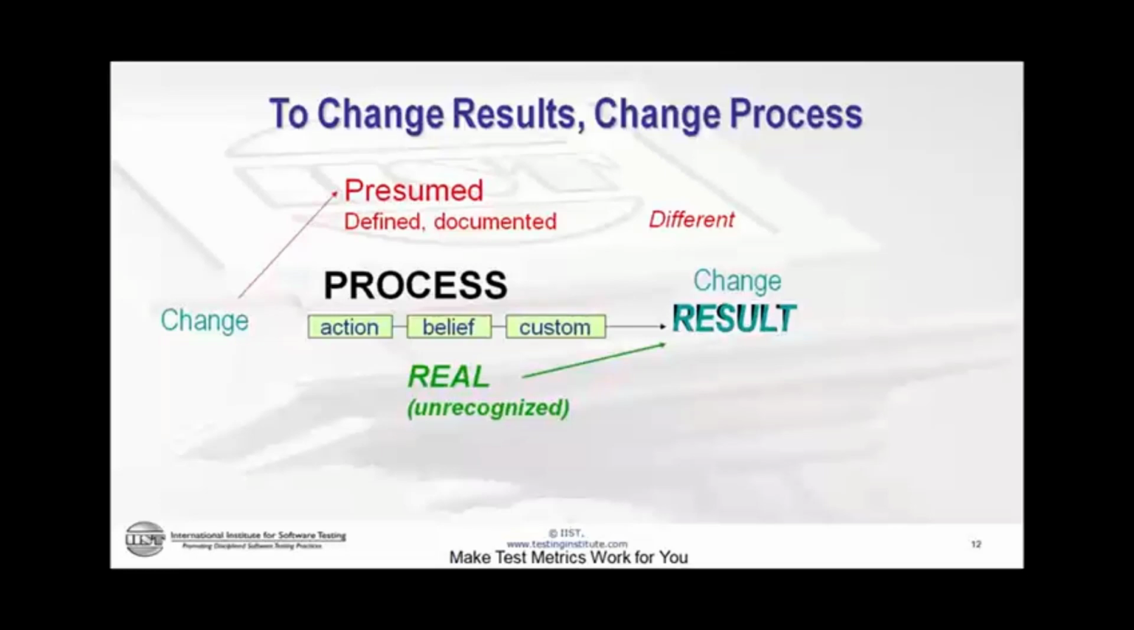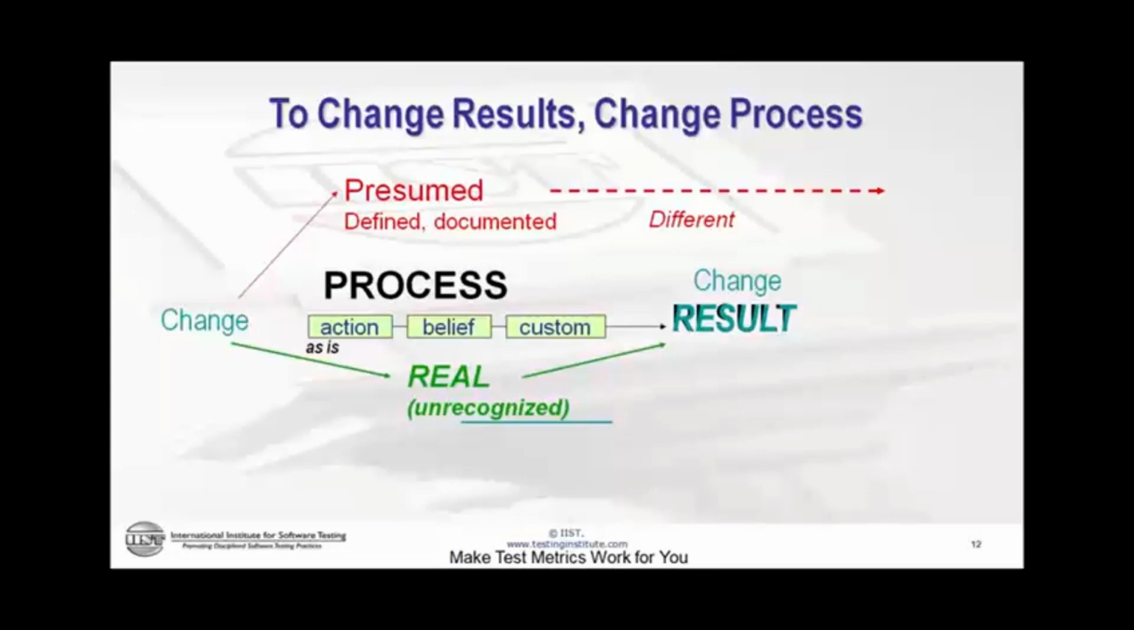So if you change a presumed process that is not producing our current results, changing that is unlikely to produce our desired results. In fact, it just wastes time and effort. So in order to get meaningful change, we need to change the real process. And to change the real process, we have to recognize what it is. And often that's not easy.